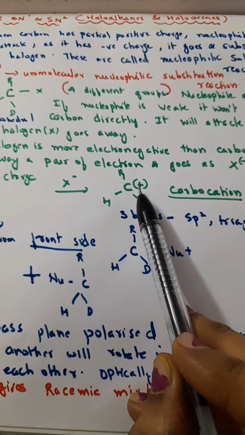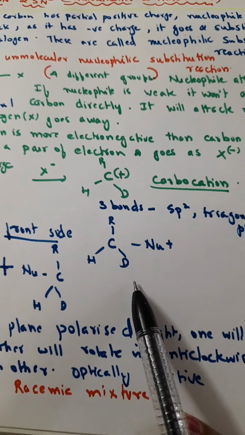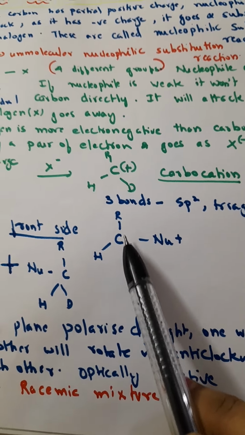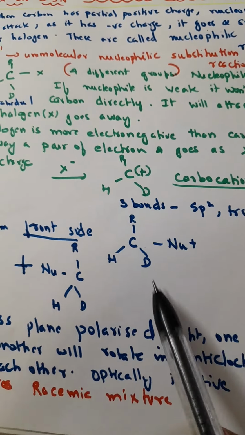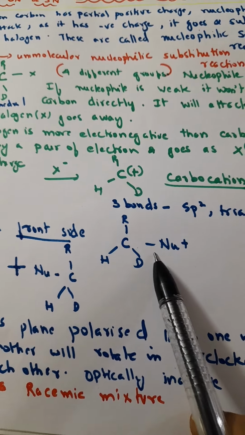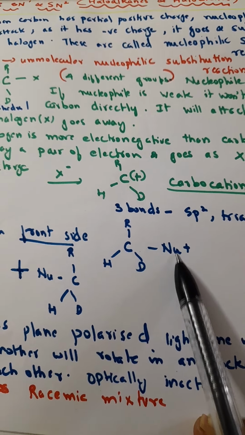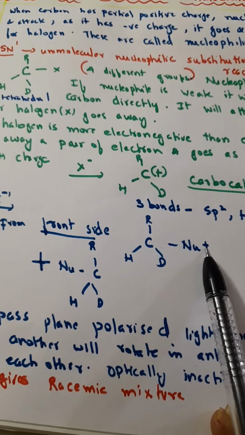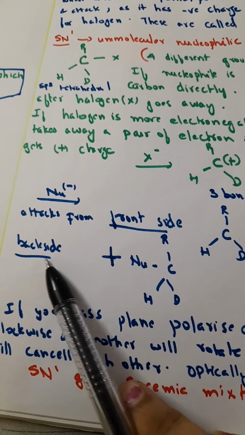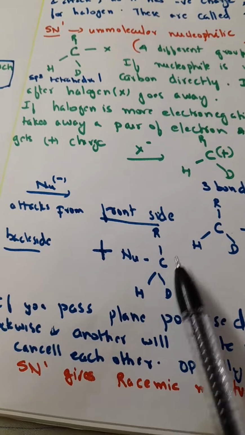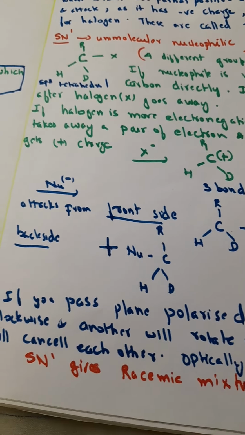Suppose after this, if the nucleophile attacks from the front side, we get a structure like this. See, the positive charge of carbon will go and nucleophile Nu will get attached to the right side, or back side. If it attacks from the back side, this will be the structure.